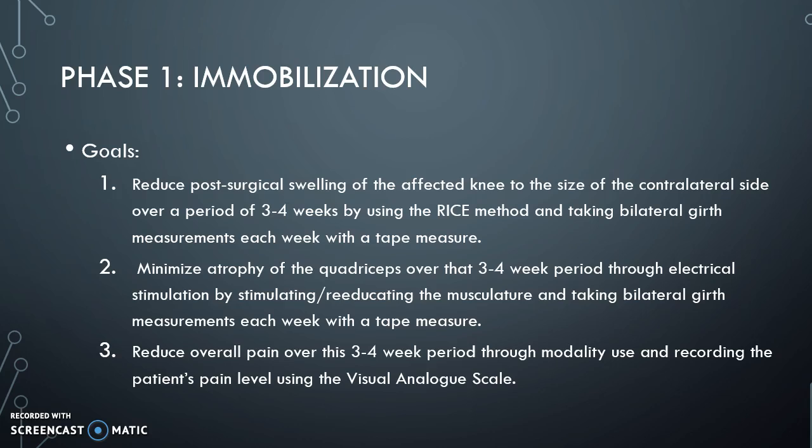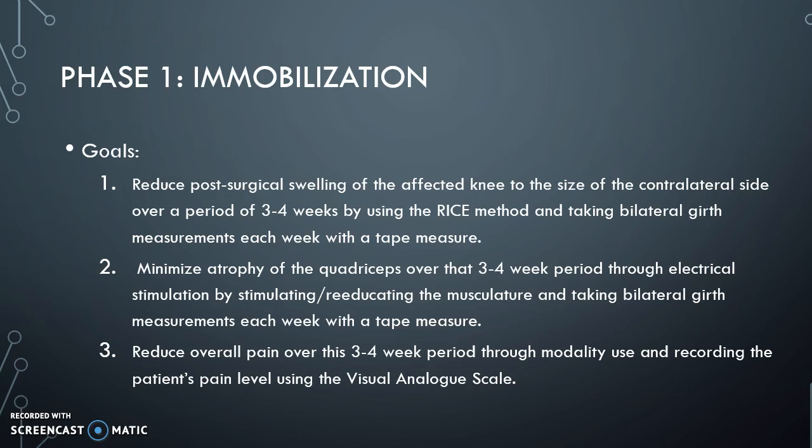We're in the immobilization phase. They're immobilized, they can't really move. So we're going to have a few goals here. We want to reduce the post-surgical swelling of the affected knee so that it goes back to the size of the contralateral side. Over a period of 3 to 4 weeks, we're going to be using the RICE method. And to measure this, we're going to be taking bilateral girth measurements using a tape measure each week.